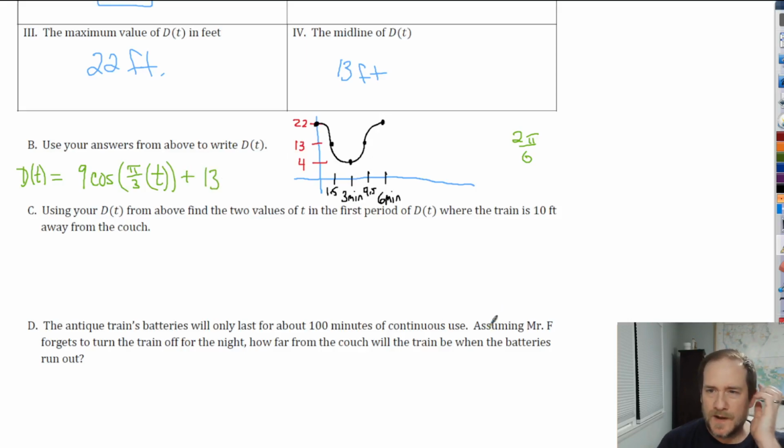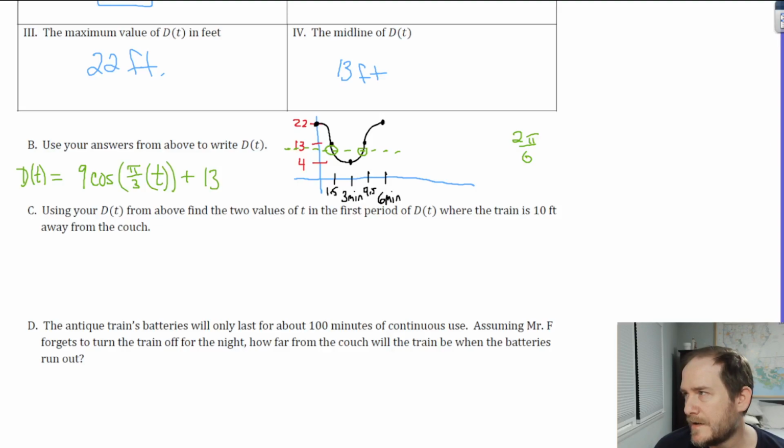Okay. So now it says, using your d of t from above, find the two values of t in the first period of d of t where the train is 10 feet away from the couch. So 10 feet feels like a kind of arbitrary value. It feels like the only way to find those numbers is probably to use our calculator. But I want to say there are some values on a sinusoid that you don't need a calculator to find.